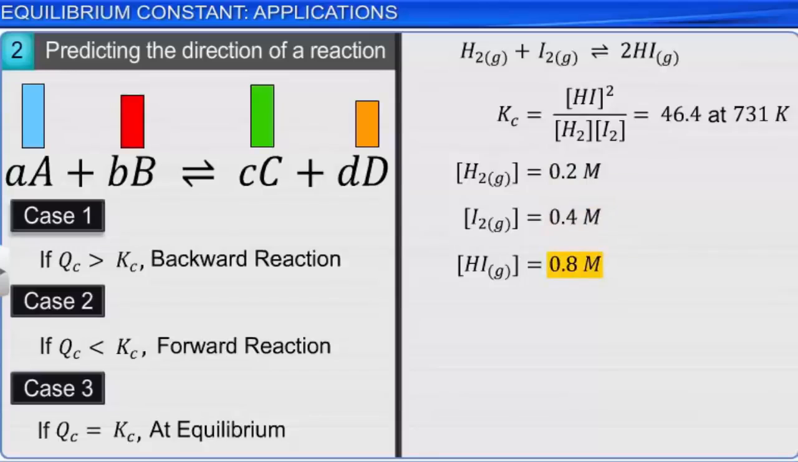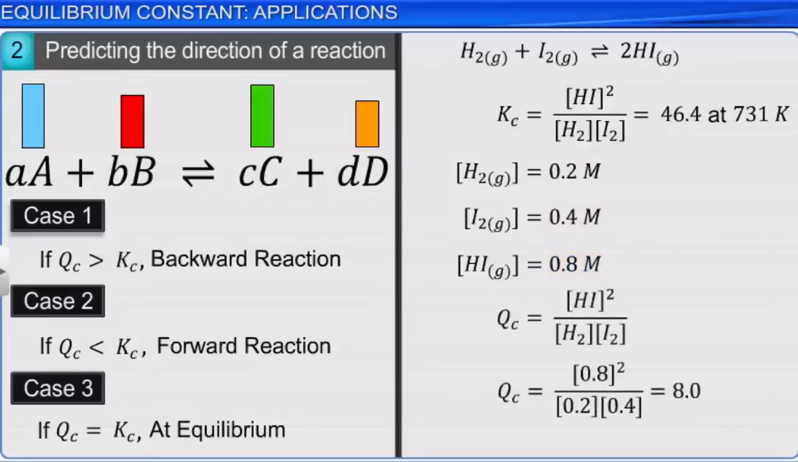The reaction quotient Qc at this stage of the reaction is equal to the concentration of hydrogen iodide raised to the power of 2 divided by the product of the concentrations of hydrogen and iodine. This is equal to 0.8 squared divided by 0.2 into 0.4. The value of the reaction quotient comes out to be 8.0. As the value of the reaction quotient is smaller than the equilibrium constant, the reaction proceeds in the forward direction. It means that more of gaseous hydrogen and iodine react to form the product hydrogen iodide.